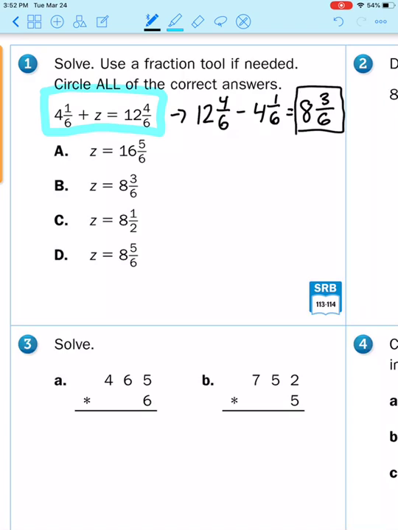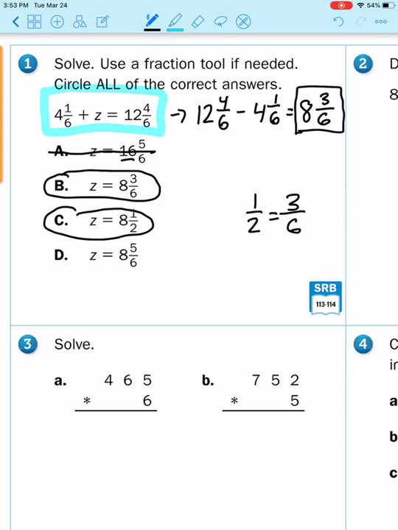So let's see if any of these answers are this or something that is equivalent. I know right off the bat 16 is too much, so it can't be A. It can be B because that's the exact answer we have. It also can be C because remember 1/2 is equivalent to 3/6. They're equivalent fractions. So C is correct and D is not correct. 5/6 does not equal 3/6. So the fraction is wrong even though the whole number is right.